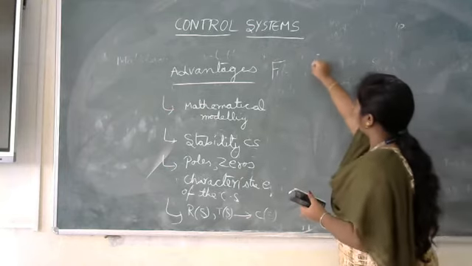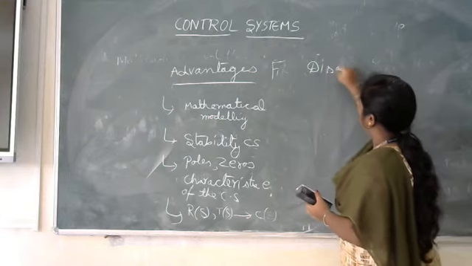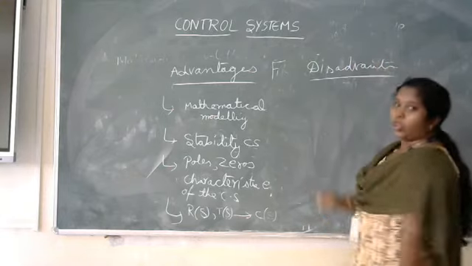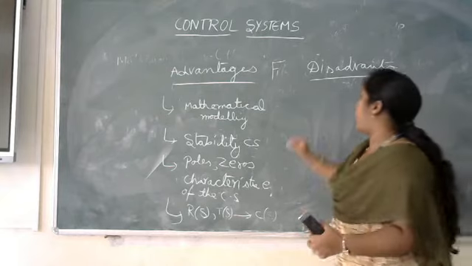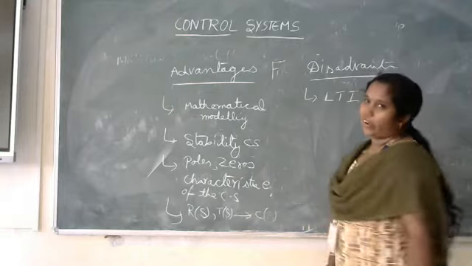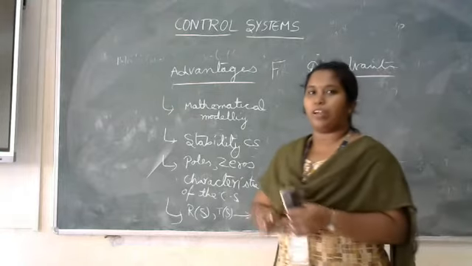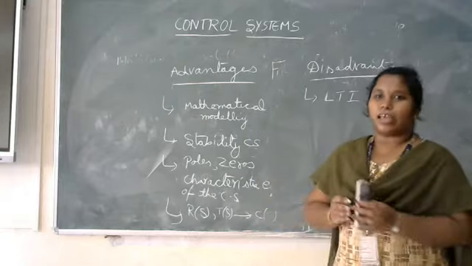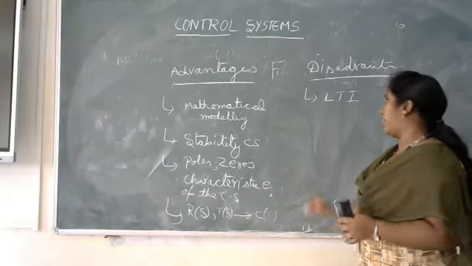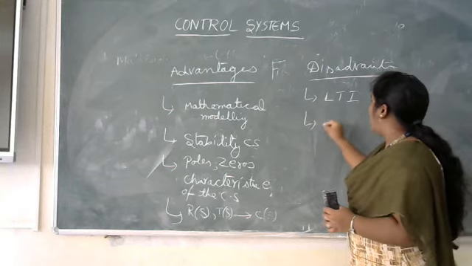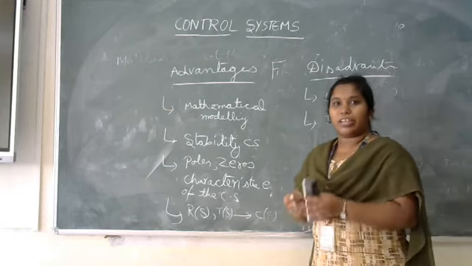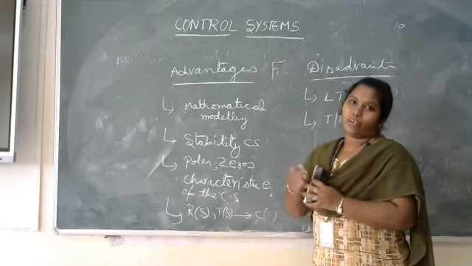Coming to the disadvantages, the transfer function can be obtained for only linear time invariant systems, that means LTI. The transfer function can be obtained only for the linear time invariant systems. This cannot be obtained for non-linear time invariant systems. And by using this transfer function, we are not able to determine the physical structure of the control system.